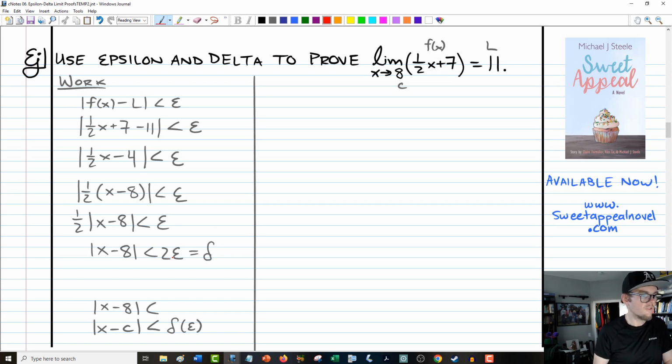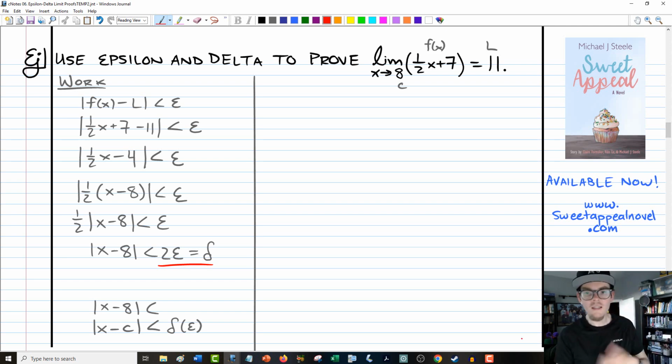So basically there is our grand piece. If we let delta be twice epsilon, that should unravel back into our function value being within epsilon of our limit value. So based on that, we can now go over to the other side and actually start to attack it.